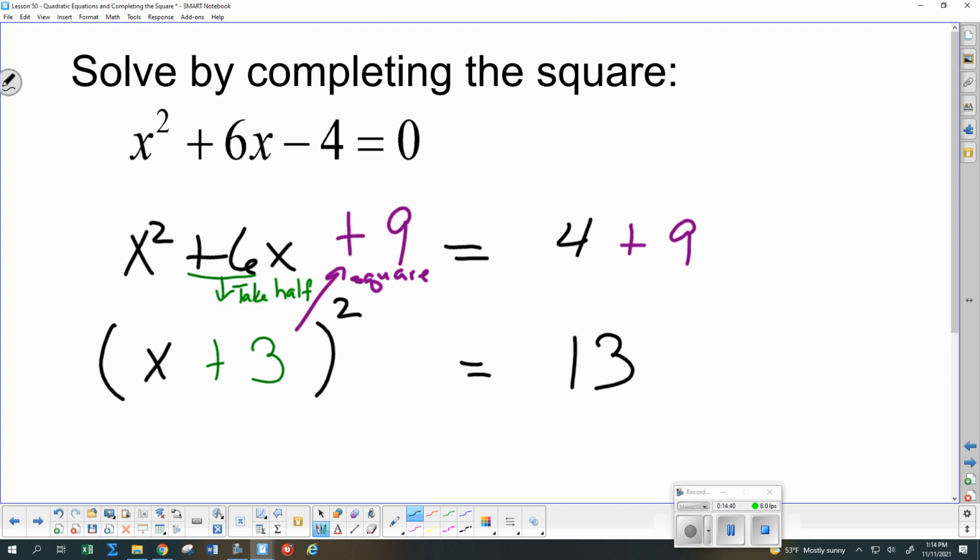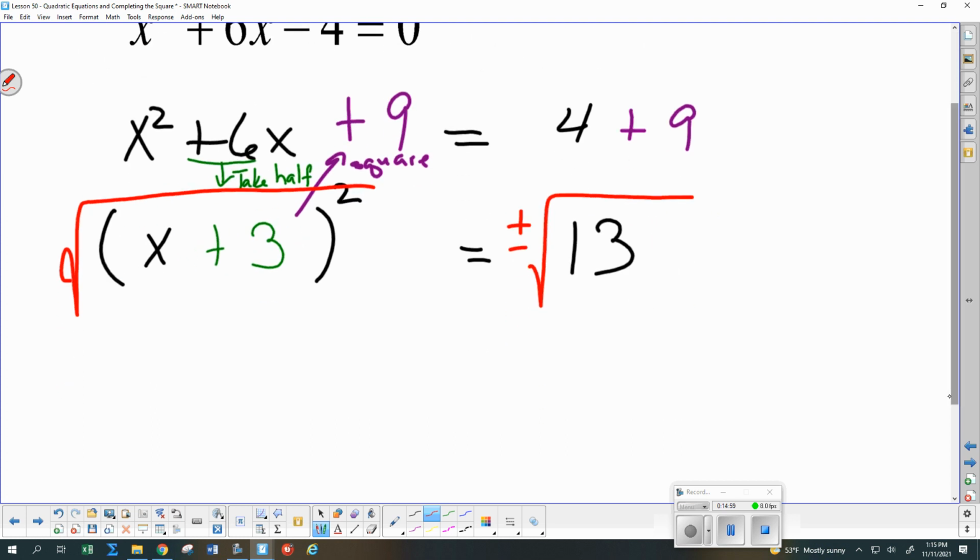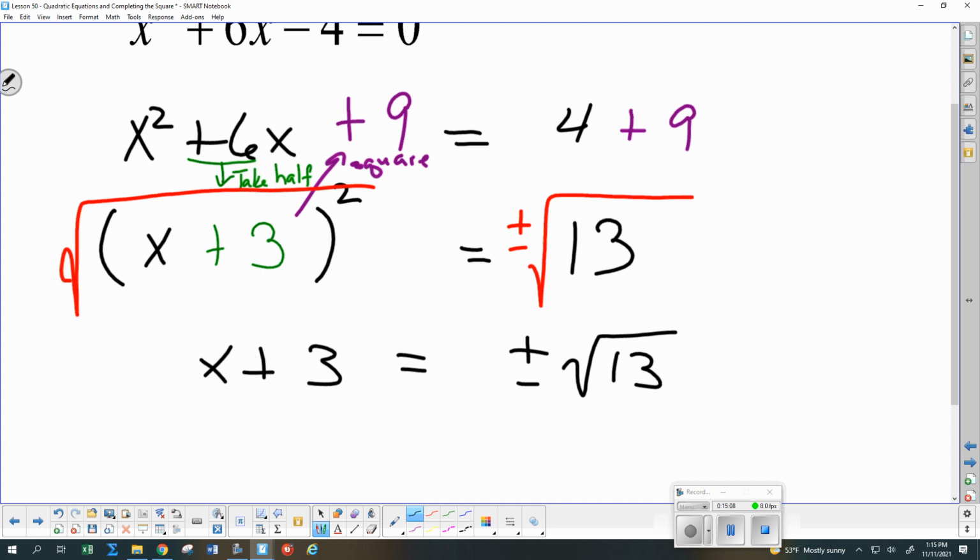Now it's a problem you've done before. Parentheses squared equals a number. Emily, what do I do when I have parentheses squared equals a number? I do that plus or minus square root method. So we are going to take the square root and the square root and put a plus or minus in over here. So what we have now is x plus 3 equals plus or minus root 13.